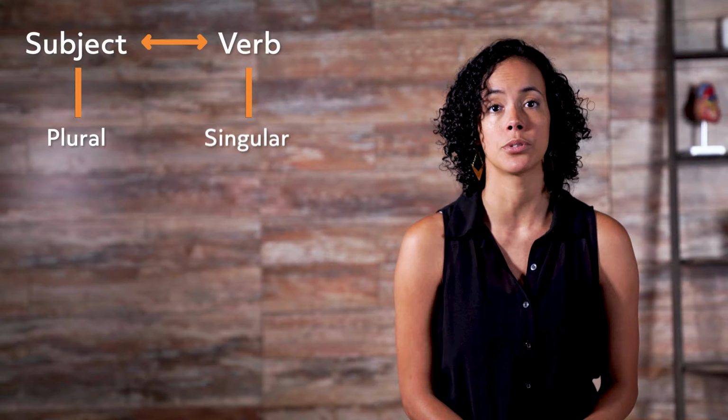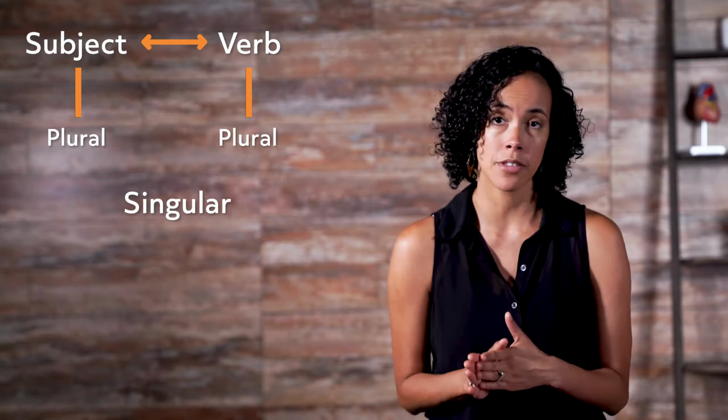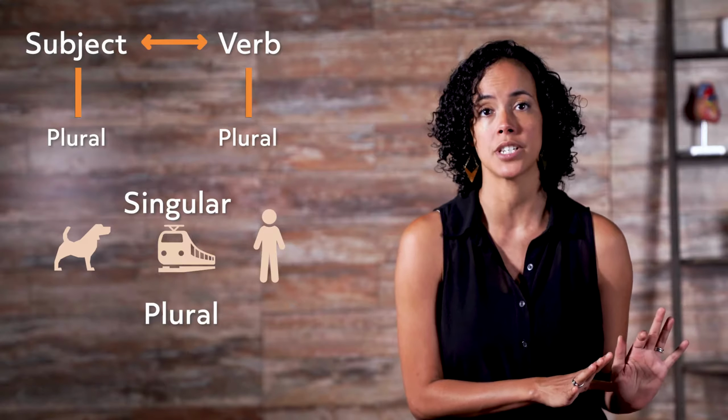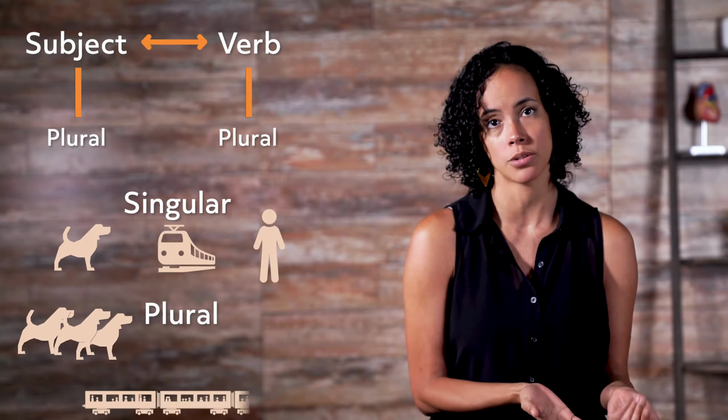Subjects and verbs have to agree with one another in number. That means that if a subject is singular, the verb used with it must also be singular. Just so, if a subject is plural, the verb must be plural. Let's unpack that. Singular means just one of the person, animal, or thing that the noun refers to. For example, a single dog, train, or man. Plural means multiple of the person, animal, or thing in question. For example, multiple dogs, trains, or men.